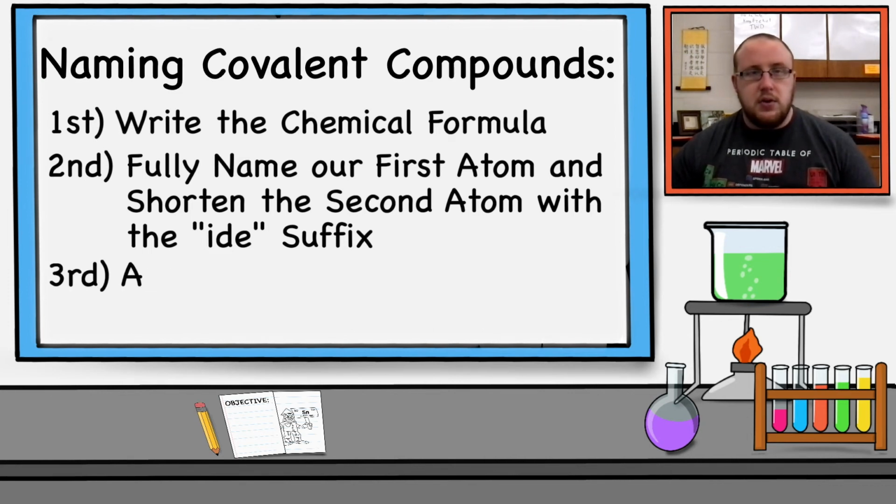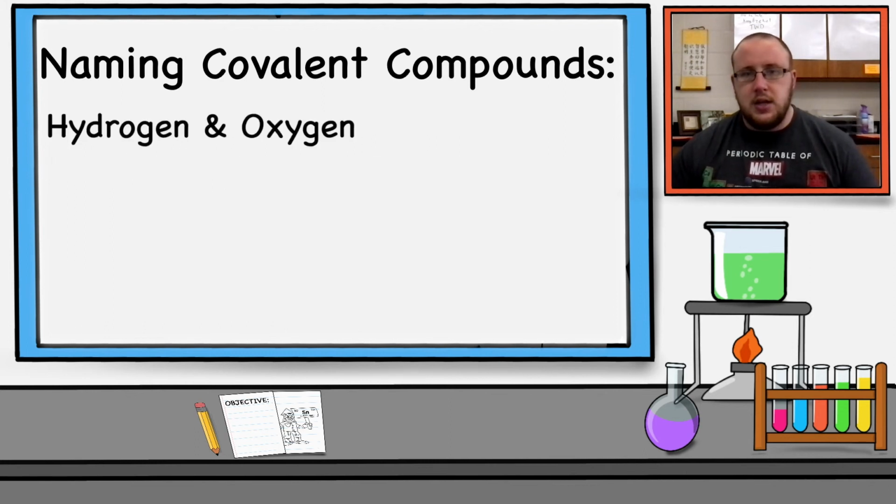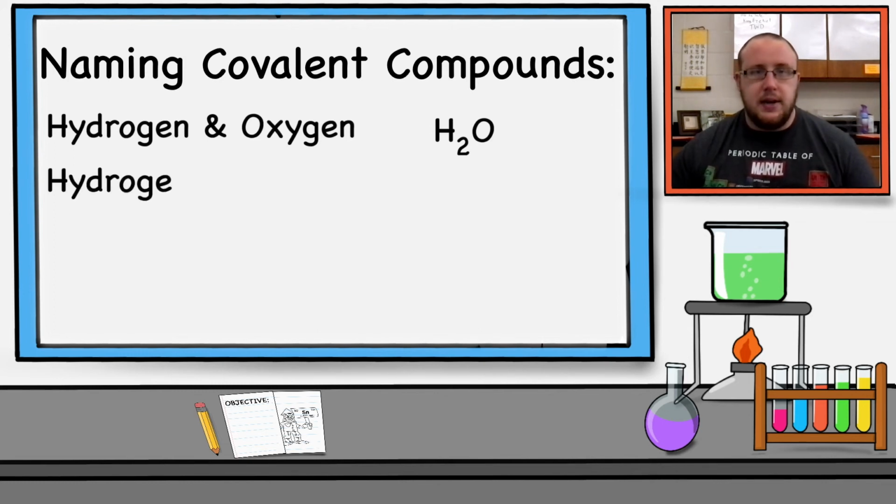Our third and final step is to add appropriate numerical prefixes for each atom indicated by how many there are in the formula. So if I have hydrogen and oxygen, my formula is going to be H2O. Since I have my formula, I can now go to step 2, which is write out my full name of the first element, which is hydrogen, and then shorten my second element with the "-ide" ending, so oxygen becomes oxide, so I have hydrogen oxide.